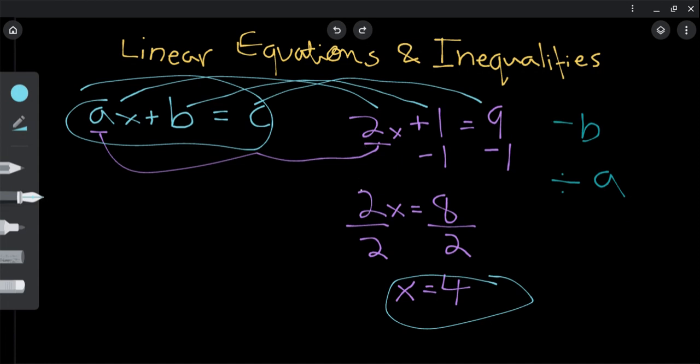So we subtracted the b value, which was 1, from this side and also from this side, and that gave us 8. So 2x equals 8. And then we divided by a, and the a value is 2. So we did 2x divided by 2 and 8 divided by 2, and that gave us x equals 4.